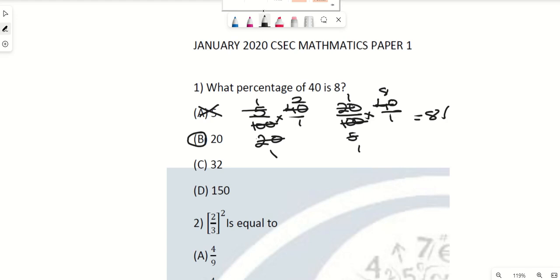So we do get 8, so 20 is your answer, because it said what percentage of means to multiply. They gave you the percentages, you just multiply by 40, and if you get 8 for whichever one, right, that will be the answer.